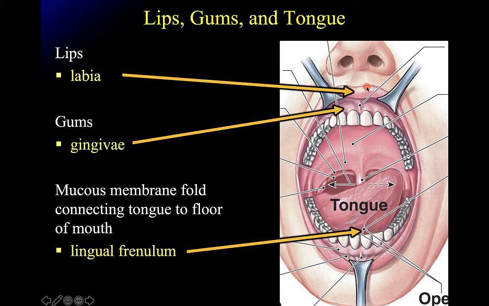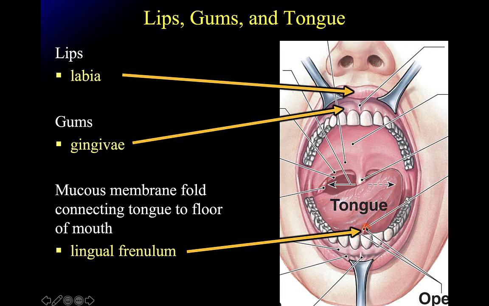Technical term for lips is labia. Technical term for the gums would be the gingivae. Obviously, you've heard the term gingivitis, which is the inflammation of the gums. And then we have this tongue here. We've used a couple of terms for this in the past. Obviously, lingual and glosso can both refer to this.